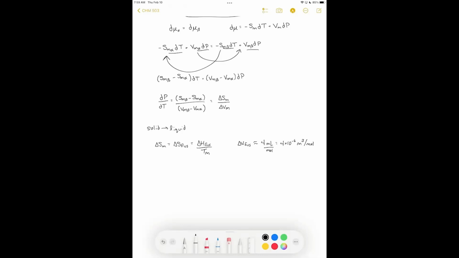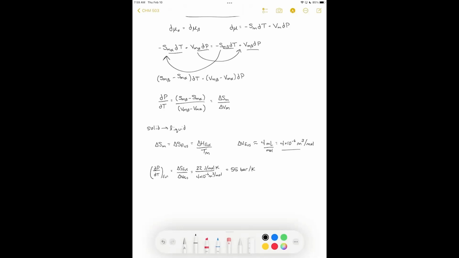So then what we can do is calculate this ratio. We can calculate dP/dT of fusion, which is simply the delta S of fusion over delta V of fusion. Plugging in numbers, just like we estimated the volume, we'll estimate that the entropy change of fusion is about 22 joules per mole Kelvin. And then here we'll have 4 times 10 to the minus 6 cubic meters per mole. And what that will get us at the end of this calculation is 55 bar per Kelvin.